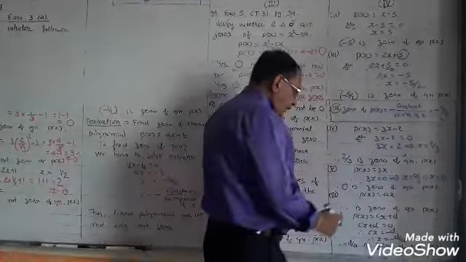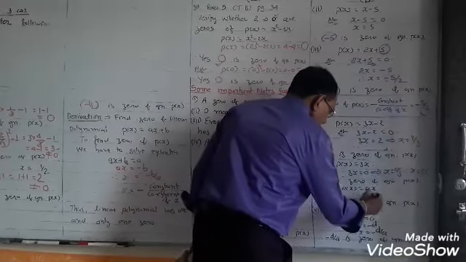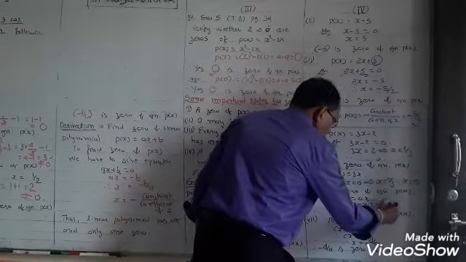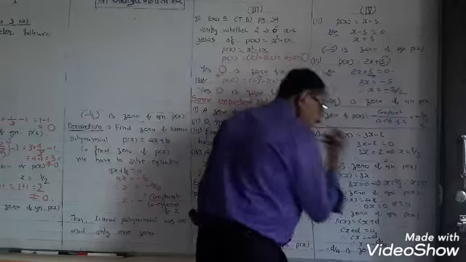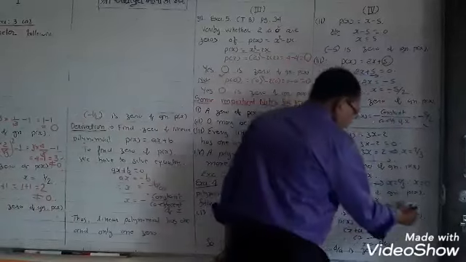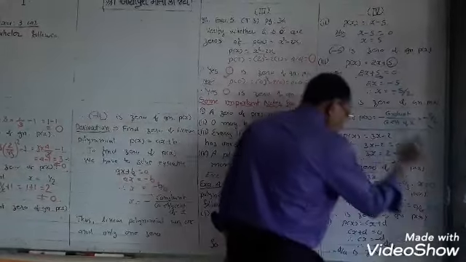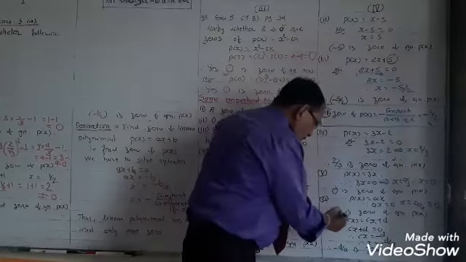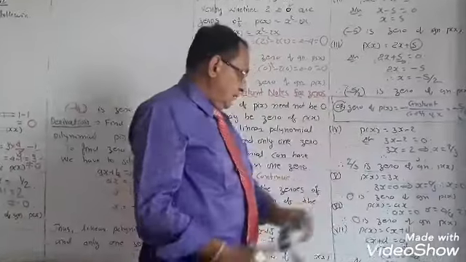p(x) is equal to ax. Therefore ax is equal to 0. Therefore x is equal to 0 upon a, which is equal to 0. Therefore 0 is the zero.